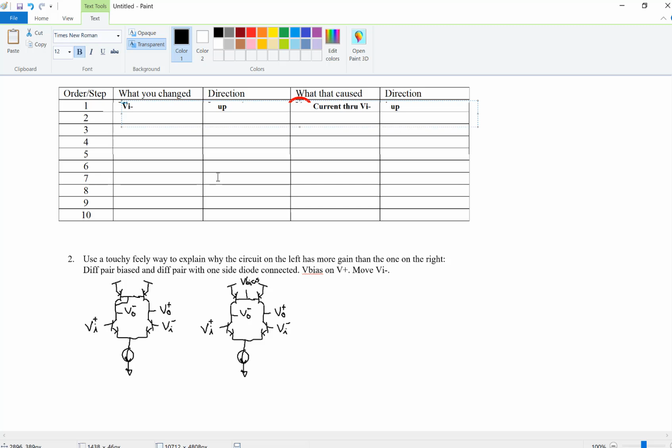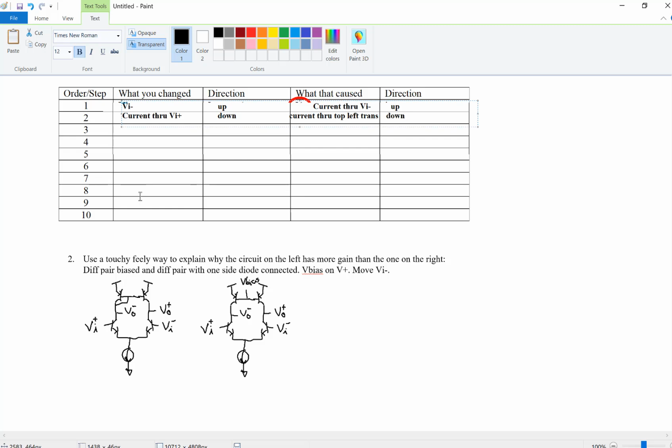Remember, this is a diff pair, so the current through VI minus plus the current of VI plus has to equal the tail current source. So if the current through VI minus goes up, then the current through VI plus has to go down, so it still sums to the same current. So if the current through VI plus goes down, then the current through the top left transistor also has to go down. There's no place for the current to go.